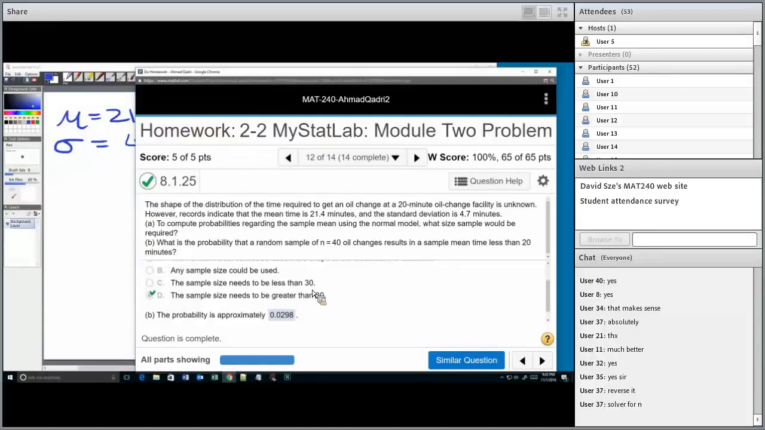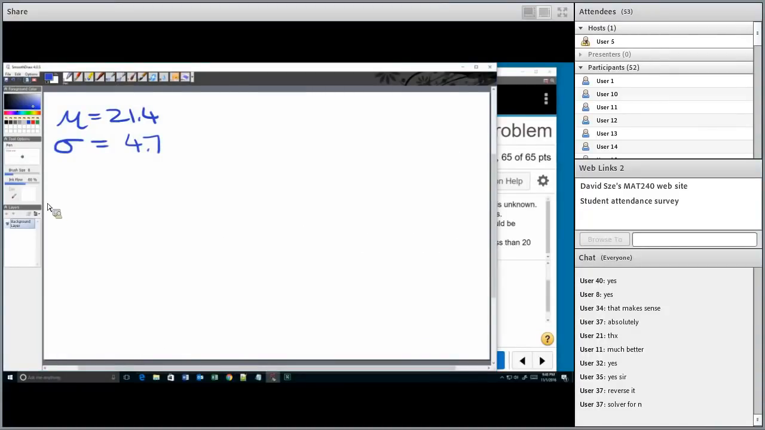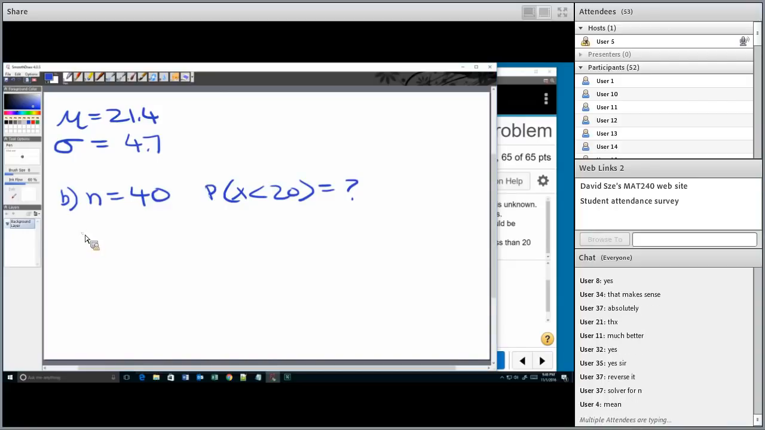Now you're going to help me do this problem. Here's the second part. What is the probability that a random sample of n = 40 results in a sample mean less than 20? So n is 40. What is the probability that you get x-bar less than 20? You're going to help me solve this. So what is the first step? Step number 1. What do we have to find?